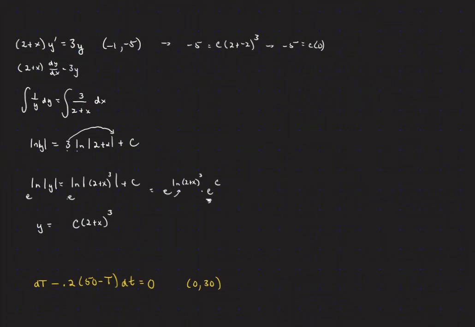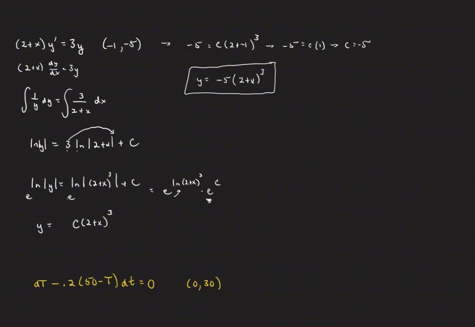So that's going to be a negative 1. So that's going to change this to being a negative. I'm going to change that to a negative 1. And so that will now make, we're going to get 1 cubed is 1. So we're going to get that our c is a negative 5. So that is going to make our equation y equal to a negative 5 times 2 plus x to the third. So I had to adjust that initial condition on the fly there.